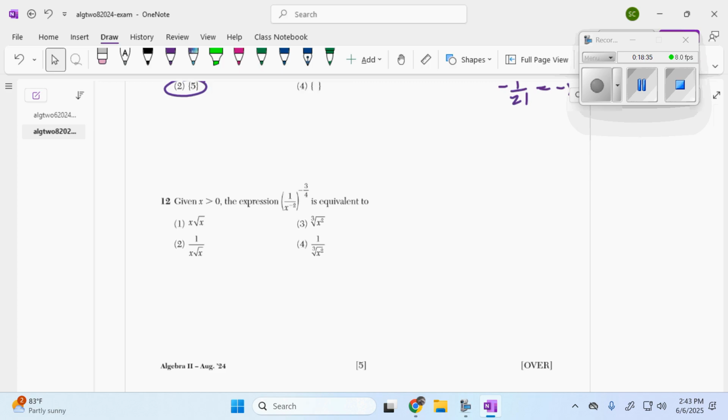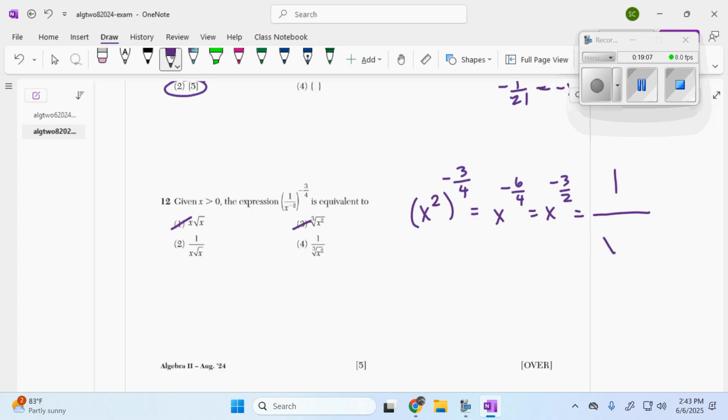The first thing I would do is change what's in the parentheses to x to the positive 2. Remember, when you have a negative exponent, it acts like a reciprocal. Then I'm going to use the power to power rule to multiply those two together. So I have x to the -6/4, which reduces to x to the -3/2. So right away, I know it cannot be choice 1 or 3, because this is eventually going to become a fraction of 1 over x to the 3/2. So now I need to ask myself, is this equivalent to choice 2 or 4?